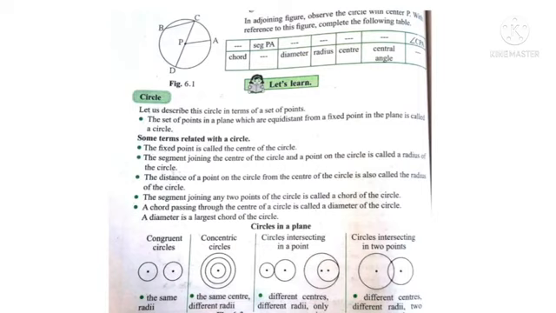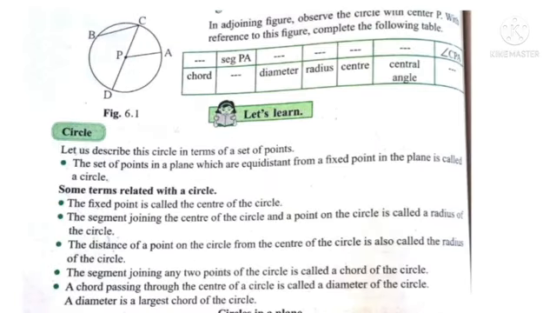Students, this is about some properties of triangle and quadrilateral. See students, now we will see about circle. What is a circle and the terms related to circle. See the first figure here. Here the figure is of a circle.